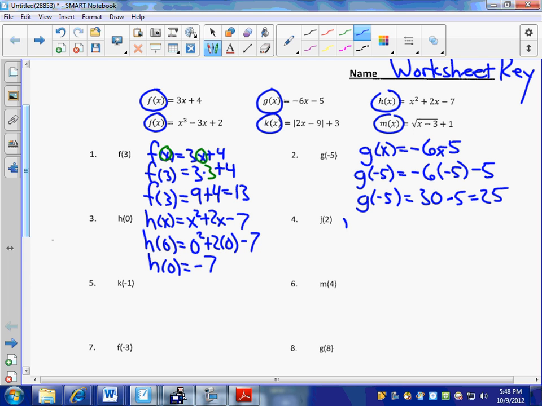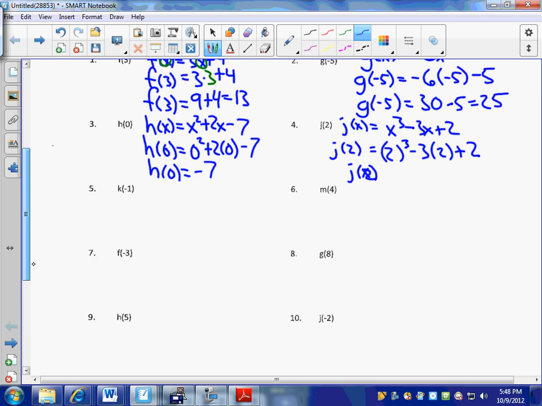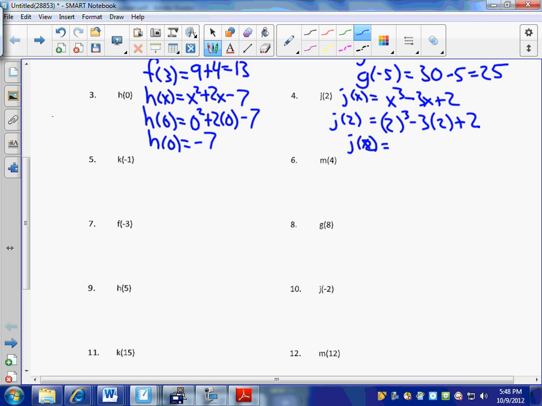Letter j. We have j of x is equal to x to the third minus 3x plus 2. So j of 2, I have to plug in 2 for the x's. So 2 to the third power minus 3 times 2 plus 2. So j of 2 will be equal to 2 to the third. It's not 6. 2 times 2 is 4 times 2 is 8. Minus 3 times 2 is 6. Plus 2 is 4.